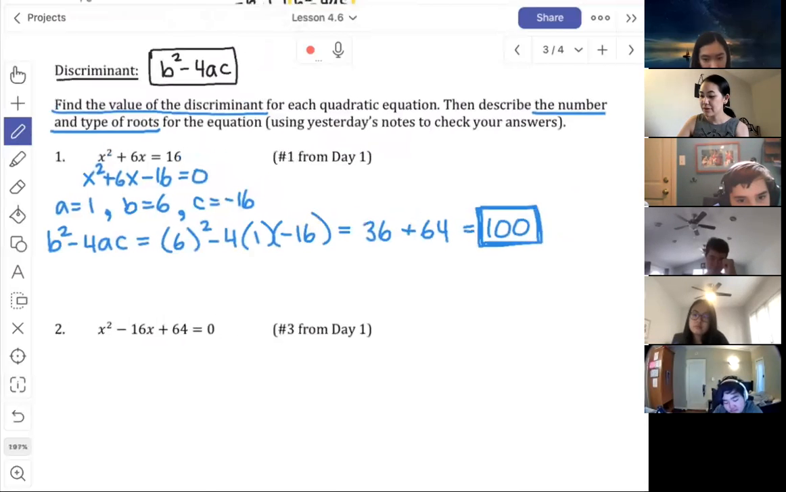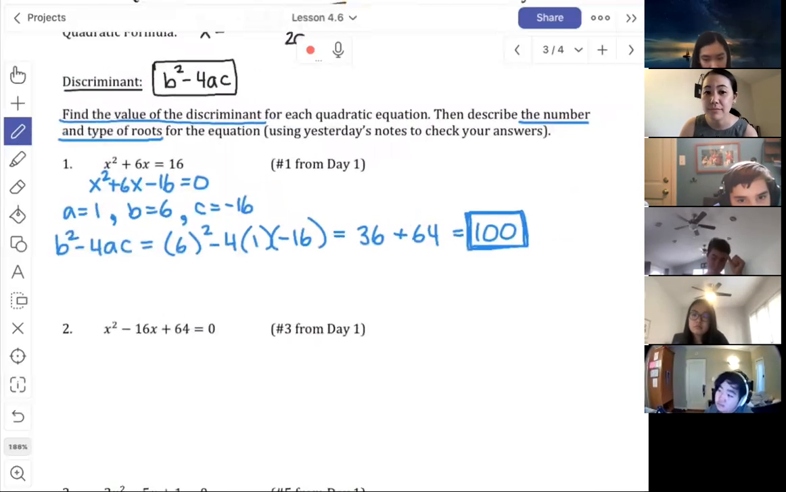Miss, I have a question. Yeah, question. So we don't have to solve with the quadratic formula to get the discriminant? No, the discriminant is just the b squared minus 4ac value. Oh, okay.